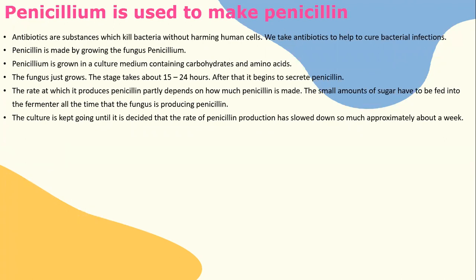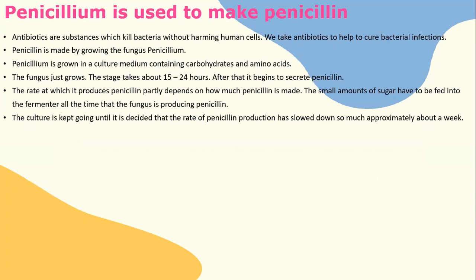Penicillin. Enzymes are used to make penicillin. Antibiotics are substances which kill bacteria without harming human cells. We take antibiotics to help to cure bacterial infections. Penicillin is made by growing the fungus Penicillium. Penicillium is grown in a culture medium containing carbohydrate and amino acids. The fungus just grows. This stage takes about 15 to 24 hours.